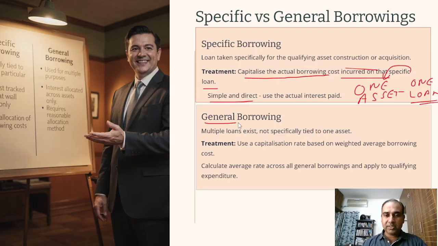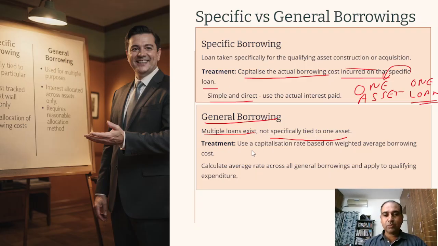Okay. Now, general borrowing. Multiple loans are there, not specifically tied to one asset. See, we have taken a loan from Punjab National Bank. We have taken a loan from ICICI Bank. We have taken a loan from HDFC Bank. There are multiple loans we have taken, and these multiple loans are not specifically tied to one asset. It's not related to one building. With that loan we have purchased a building also, we have purchased plant and machinery also.